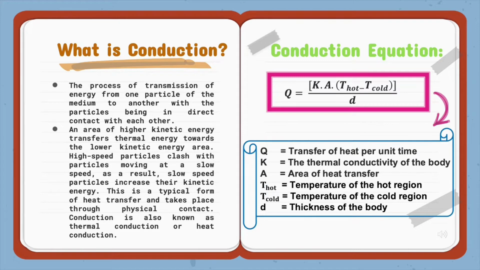The rate of conduction can be calculated by the following equation, where Q is the transfer of heat per unit time, K is the thermal conductivity of the body, A is the area of heat transfer, T hot is the temperature of the hot region, T cold is the temperature of the cold region, and D is the thickness of the body.